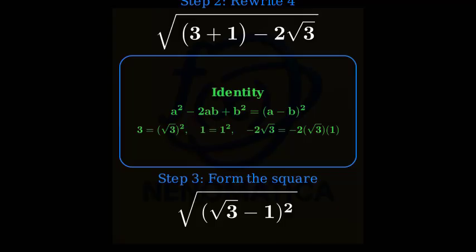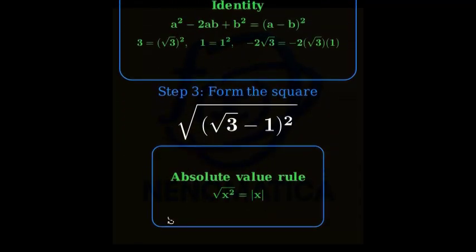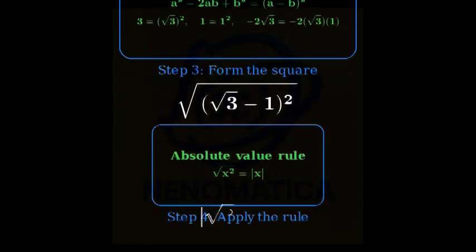Step 4. The square root of a square is the absolute value of the base. Step 5. Decide the sign of root 3 minus 1.